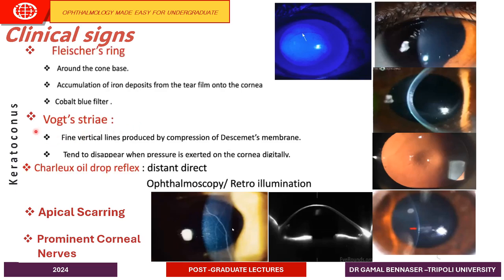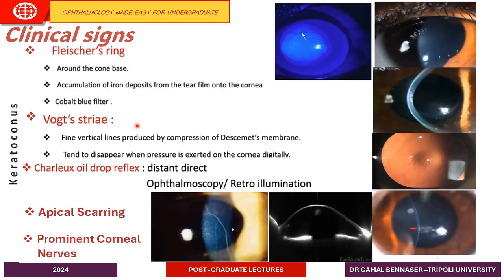Another thing is the presence of Vogt's striae, which are stress lines. Stress lines are present in the Descemet membrane and can disappear on gentle pressure. They are fine vertical lines. Now, these lines should not be confused with Haab's striae, which are seen in congenital glaucoma. Haab's striae are horizontal in shape, and Vogt's striae are vertical. So to memorize them, Vogt's is vertical and Haab's, which starts with the letter H, is horizontal. So Vogt's striae are seen in keratoconus as vertical stress lines on the Descemet membrane and tend to disappear with gentle pressure on the cornea.